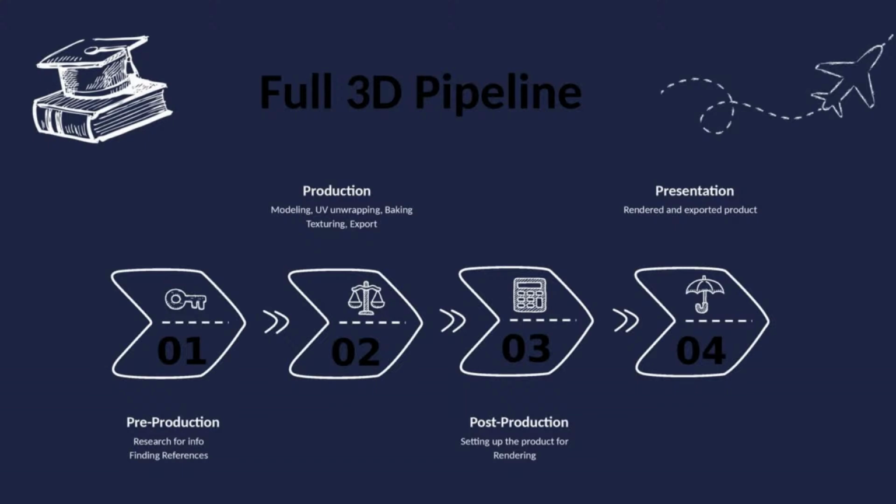For example, what software are you going to use for 3D modeling? So we're going to be using Autodesk Maya. What are you going to model? Or if you have that object that you want to model, what is it made out of? What does it look like? What are the measurements? So on and so forth.